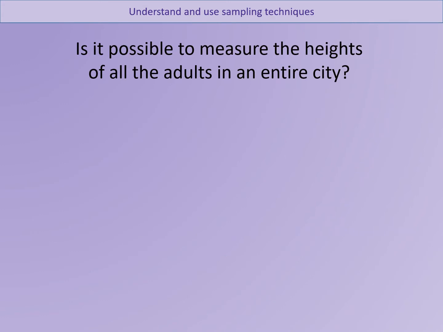Okay, so let's start talking about sampling in general. Before we look at sampling, let's ponder this question. Is it possible to measure the heights of all the adults in an entire city? Now that would of course be a population. The heights of all the adults in an entire city would be the population of the city.